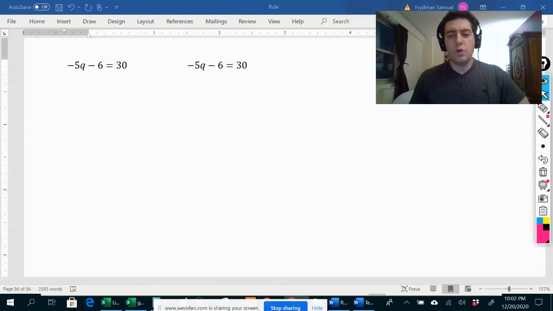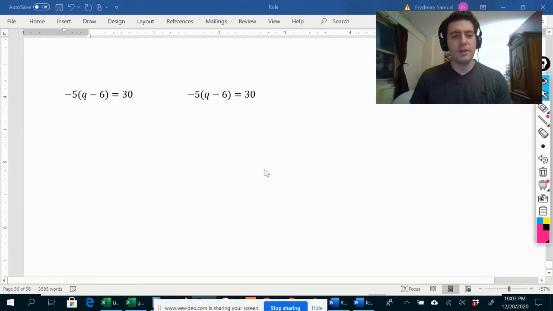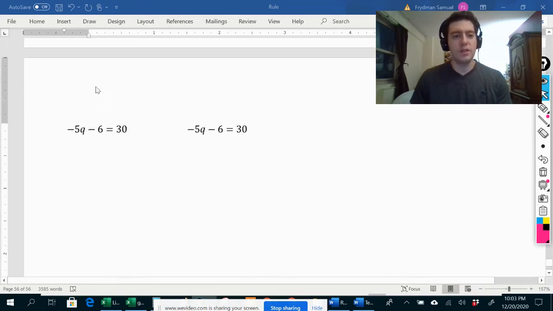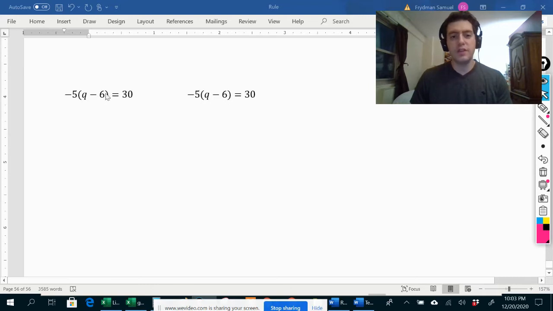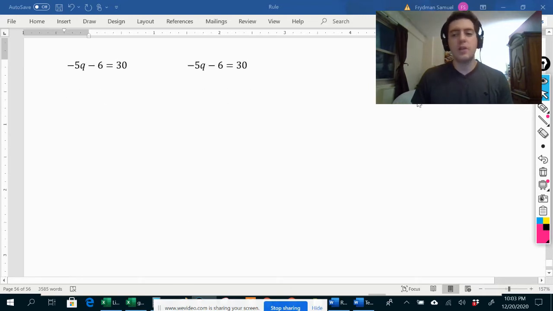Hi everybody. What we're going to do in this video is solve this equation in two different ways. We'll solve it over here one way, and then we'll solve it over here in a different way. And then we're going to look at this equation, which is similar to this one, but it's different. You can see we have parentheses here. Here we didn't. And we're also going to solve this equation in two different ways. Okay, so let's get started.